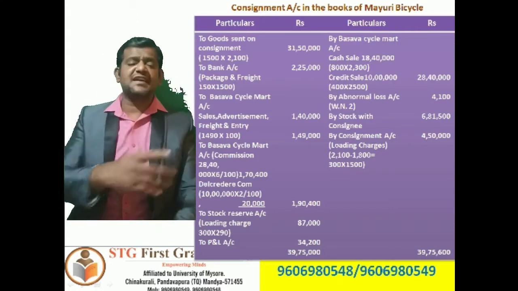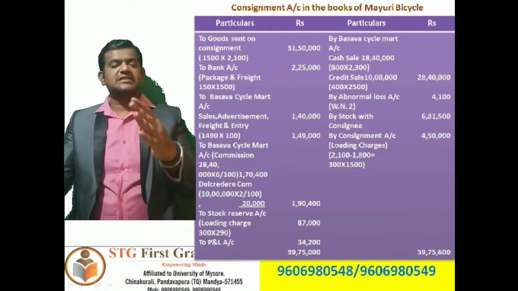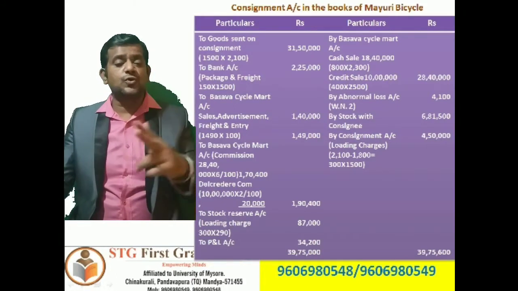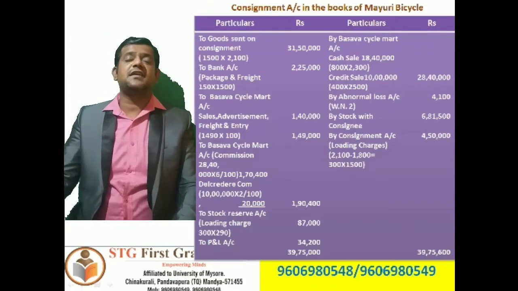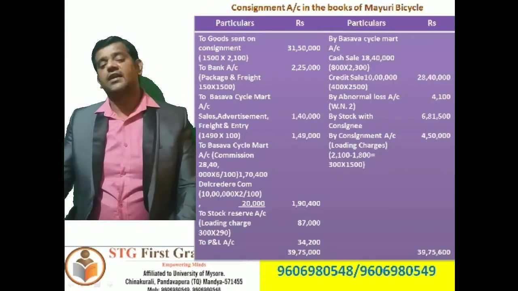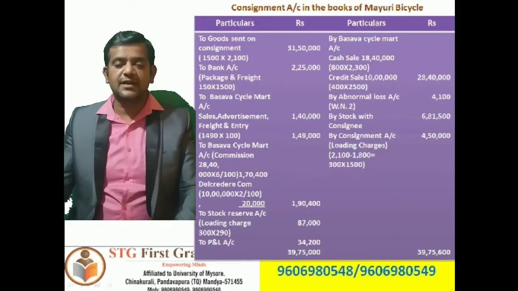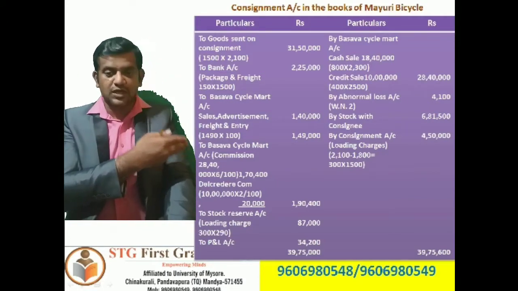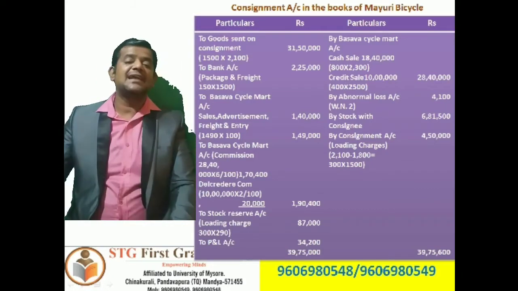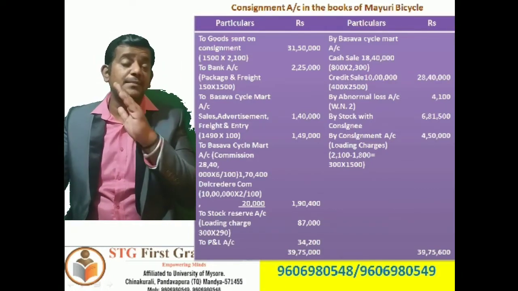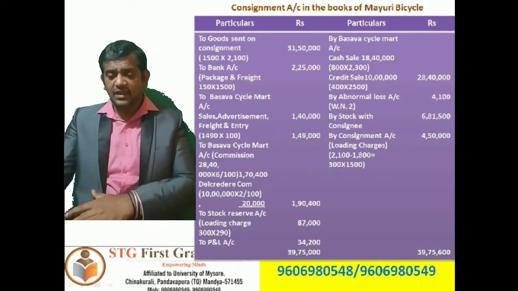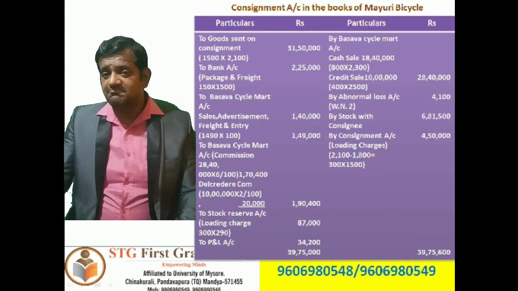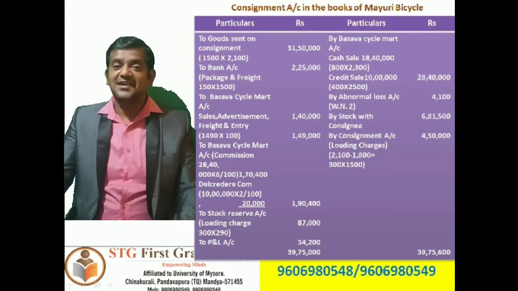1,70,400 rupees. Now del credere commission. So how much are the credit sales? Credit sales is 10 lakh rupees. So 10 lakh into 2 divided by 100. How much del credere commission? 2%. 2 divided by 100 comes to 20,000. So add both, 1,70,400 plus 20,000. Put together, 1,90,400 is the total commission paid to the consignee. Clear? So now after all this, we are supposed to move towards the working note.